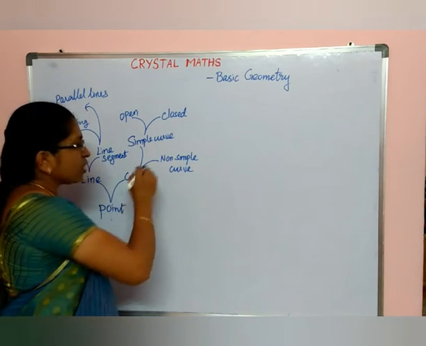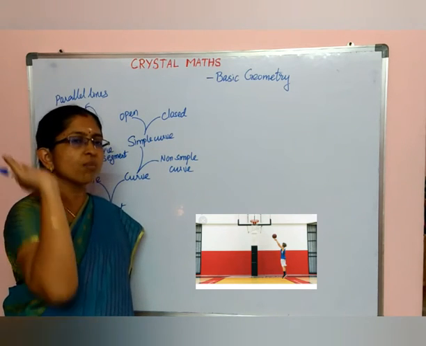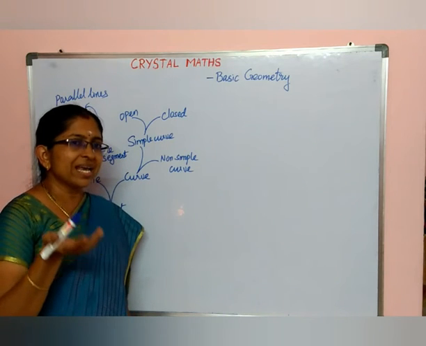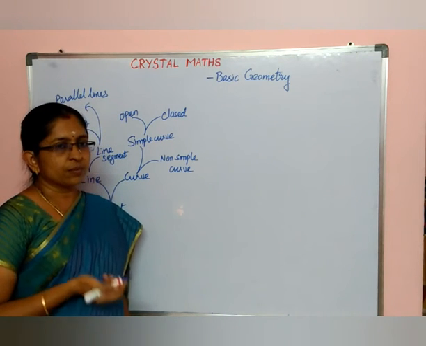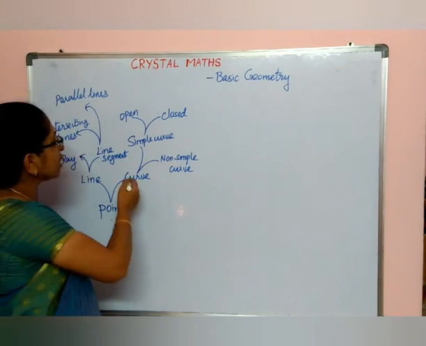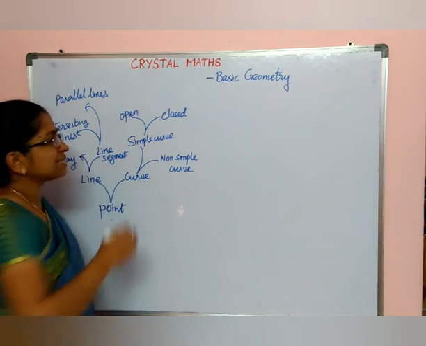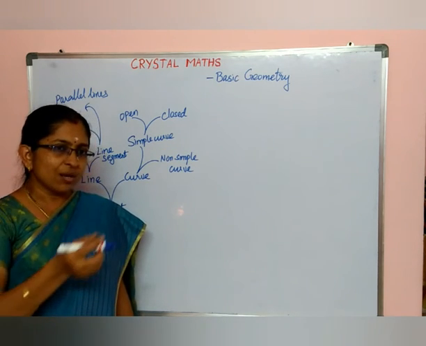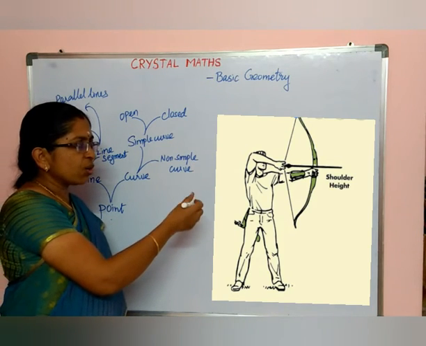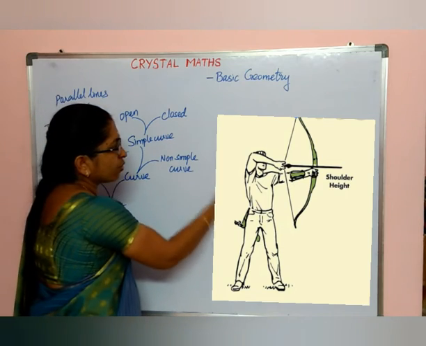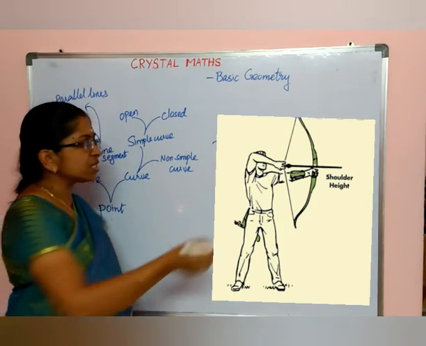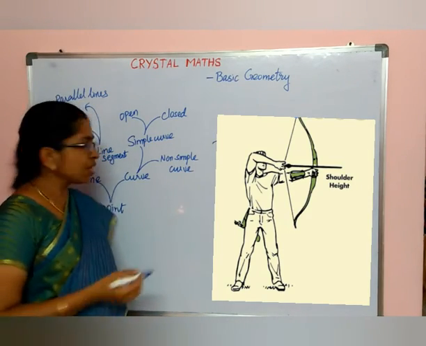But curve. You are throwing a ball, shooting a ball in basketball, or hitting a sixer in cricket. Just think of the direction the ball is going, that is nothing but the curve here. Ray, an example for ray. What is a ray? Bow and arrow. If you take a bow and arrow, you know the starting point of the bow, but its ending point we don't know. So this is the best example for a ray.